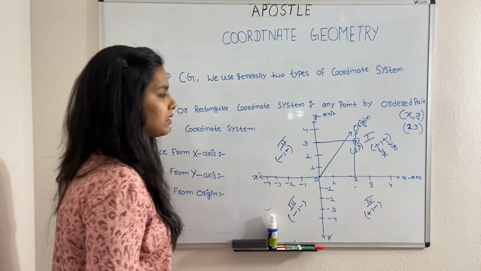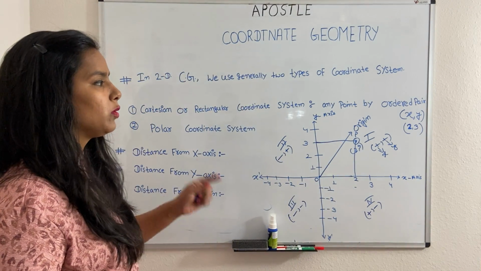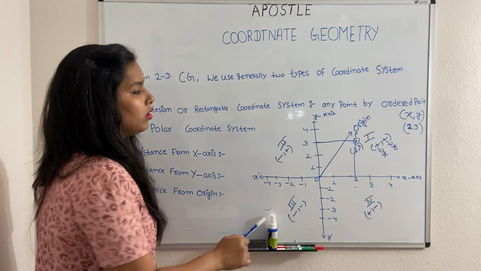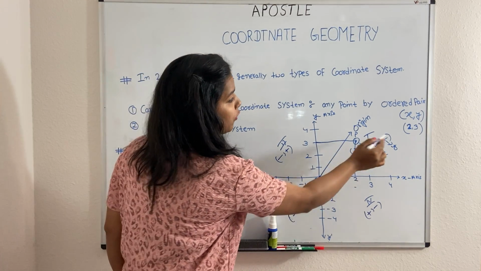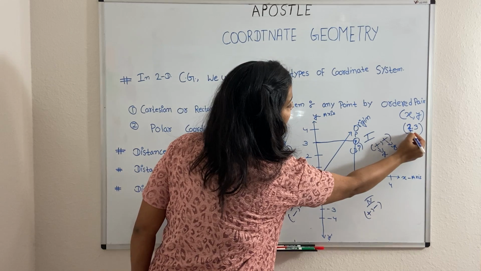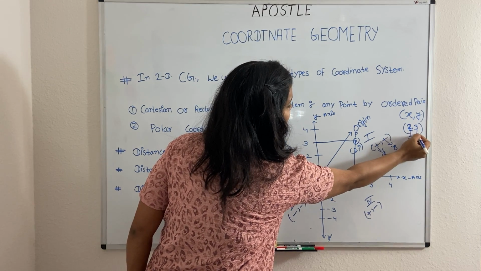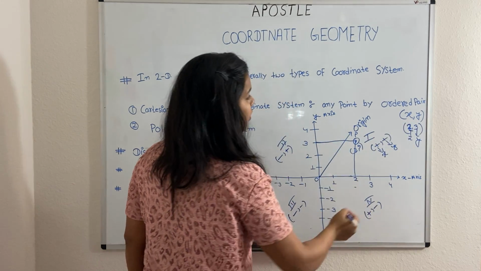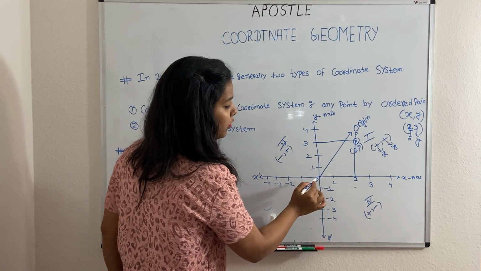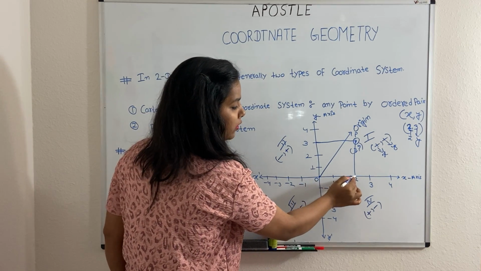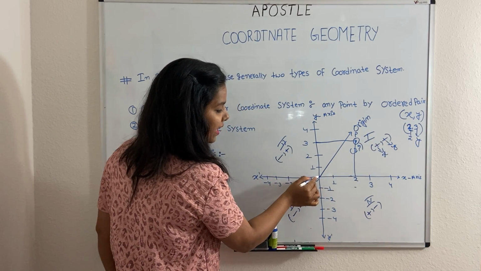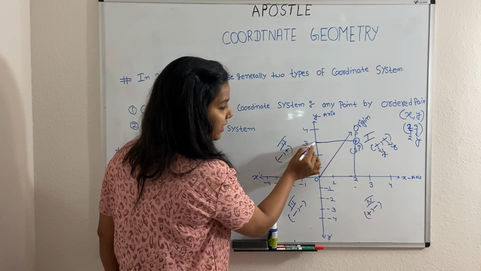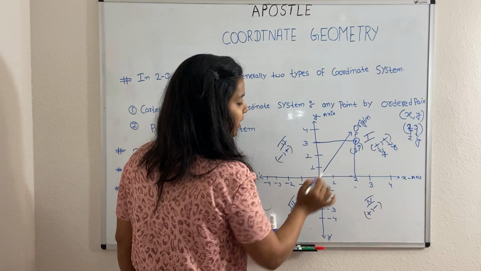If someone asks you to plot (2, 3) on the Cartesian plane, first of all you have to count 2 from the origin. This represents the x-axis and this represents the y-axis. So first you have to count 2 on x: 1 and 2, 2 is here. Then you have to count 3 on the y-axis: 0, 1, 2 and 3 is here. Then (2, 3) is here.